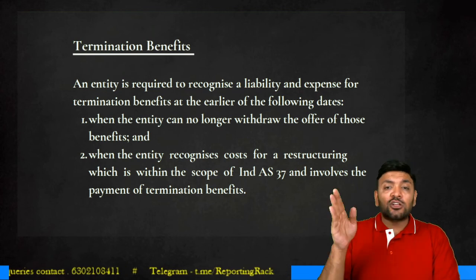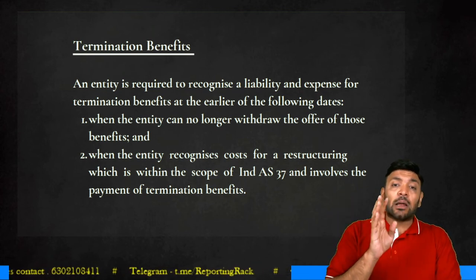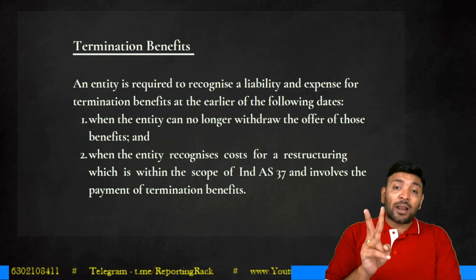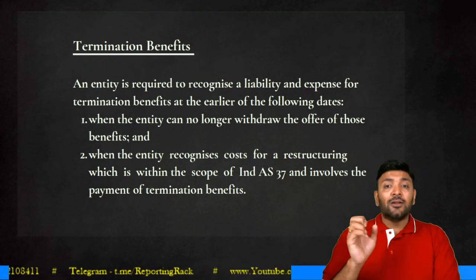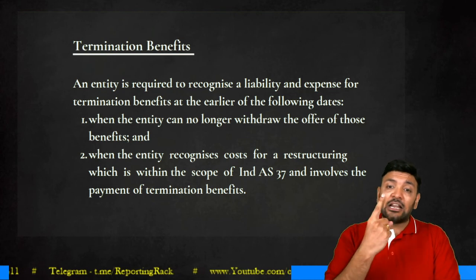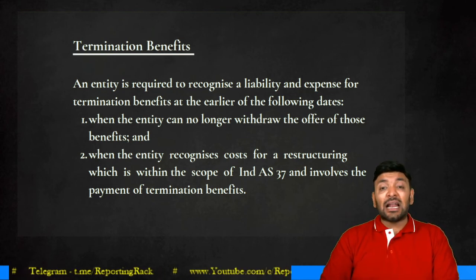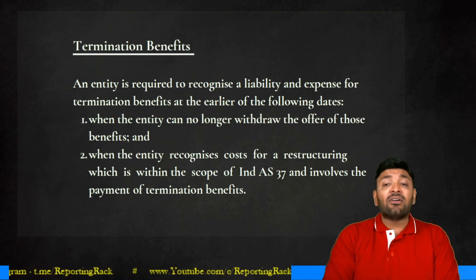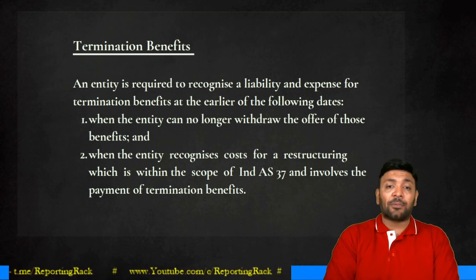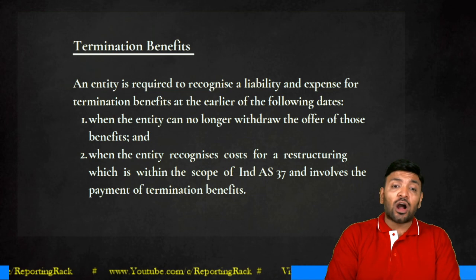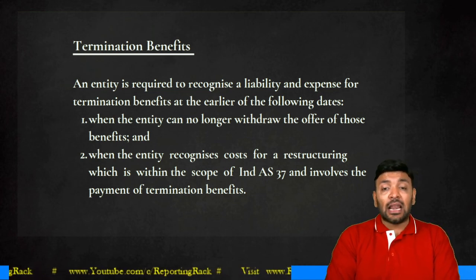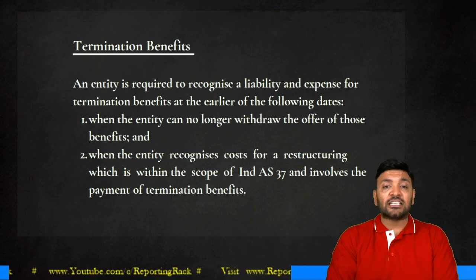When the elimination of branches happened, then a certain number of employees also have to be removed from service because two branches will have two branch managers. Now, if one of the branches is eliminated, I need only one branch manager. So in that case, those are called restructuring costs. Whenever you recognize a restructuring which is occurring, then it involves termination benefits. In such cases, I'll have to recognize a liability and an expense for termination benefit.